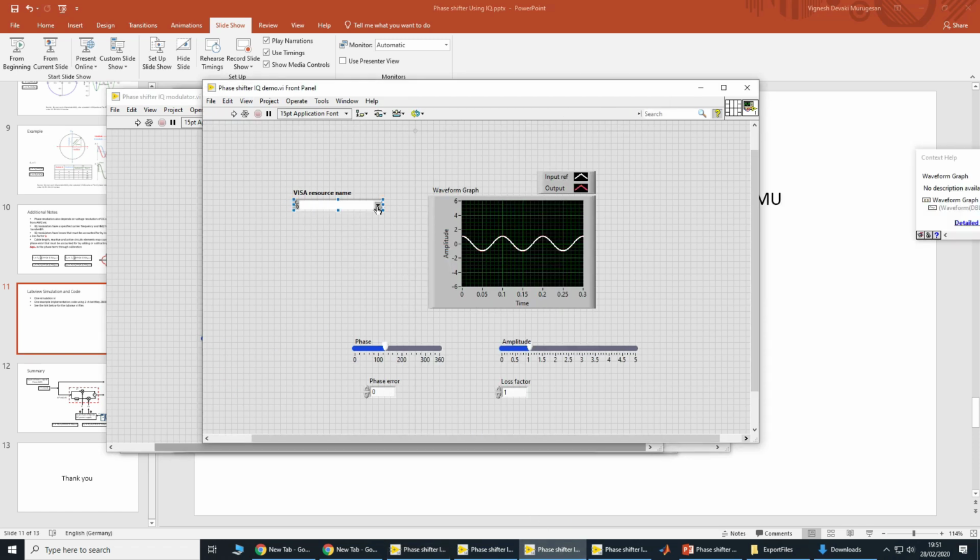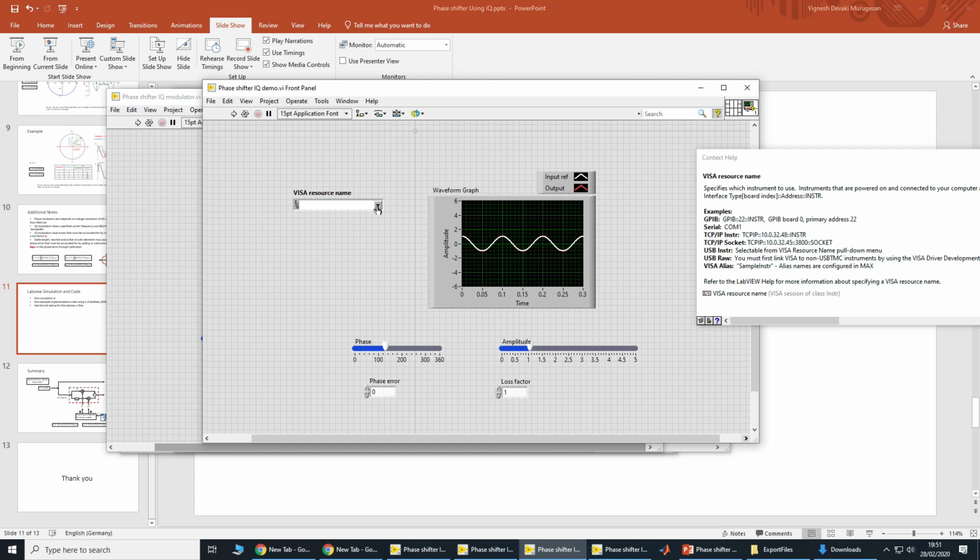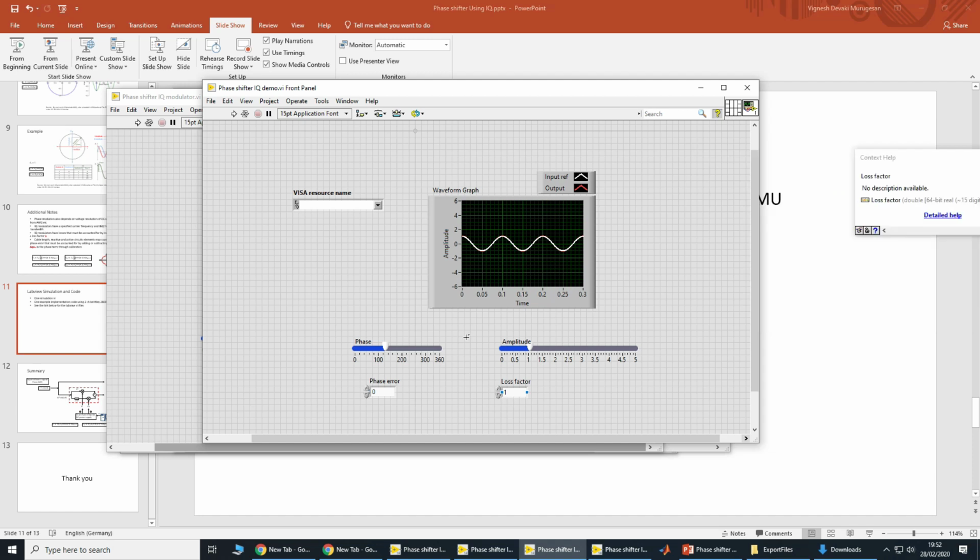Here is the input for our SMU unit, which we could select if it is connected to our computer. Then we have to select our required phase and the required amplitude of our output waveform and their corresponding phase error and the loss factor, which would be converted into the input voltage for our SMU unit. Now we will go ahead and look at the block diagram of this VI.